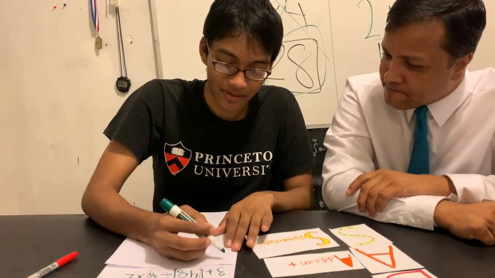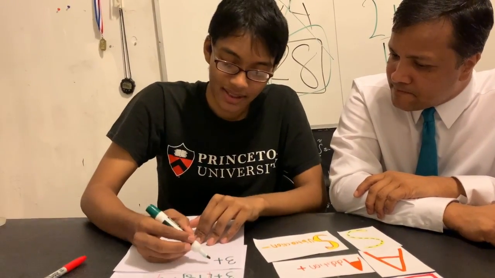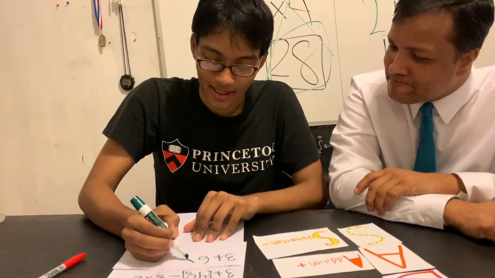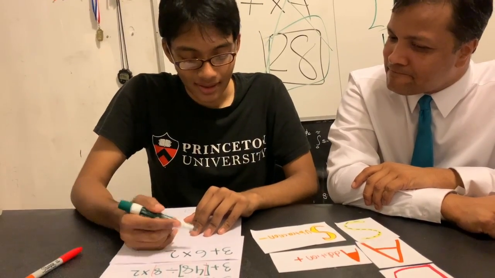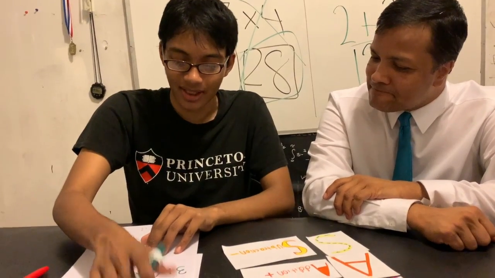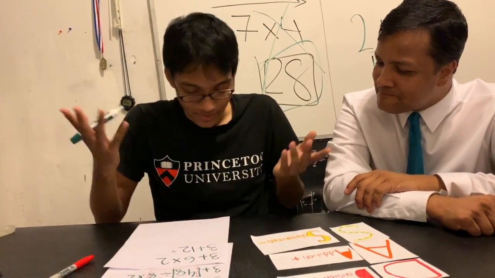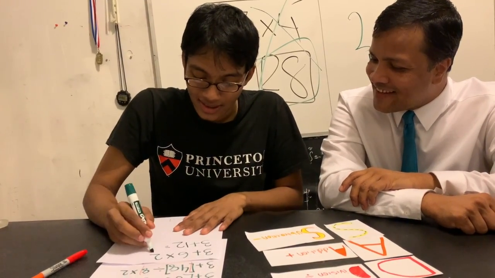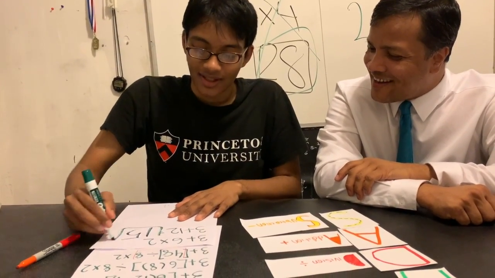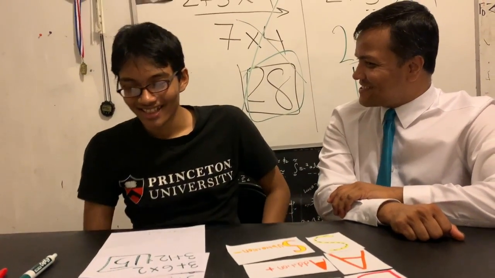Okay. So now I'm gonna go left to right. So 3 plus 48 divided by 8, 6 times 2. And then I can do my multiplication. 6 times 2 is 12. I don't have to do anything, it's just one operation. 3 plus 12, 15. Wow, very good. Good job. Excellent. Oh, thank you.